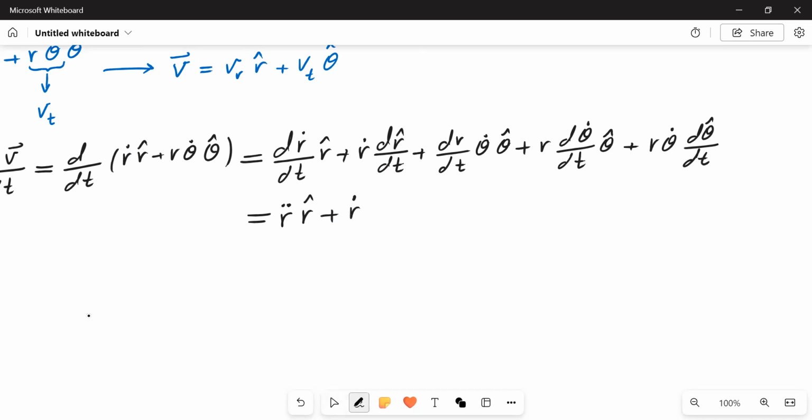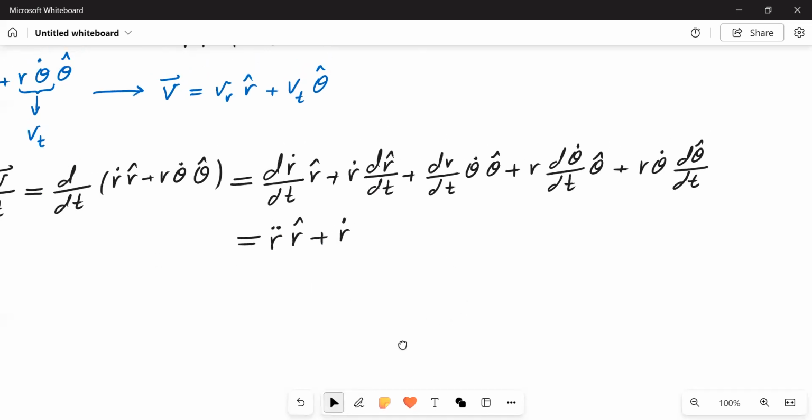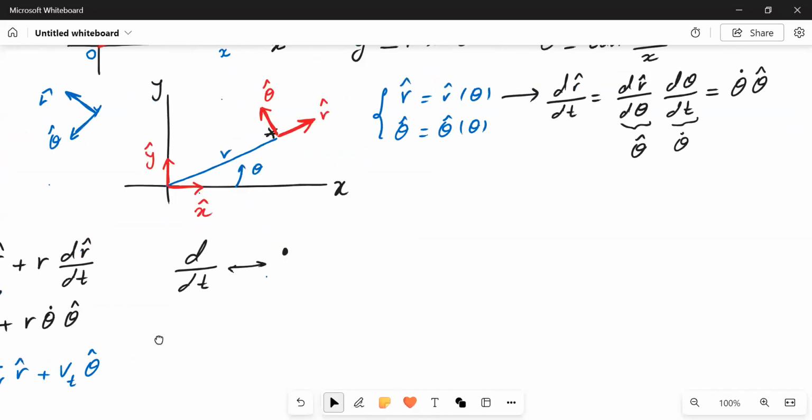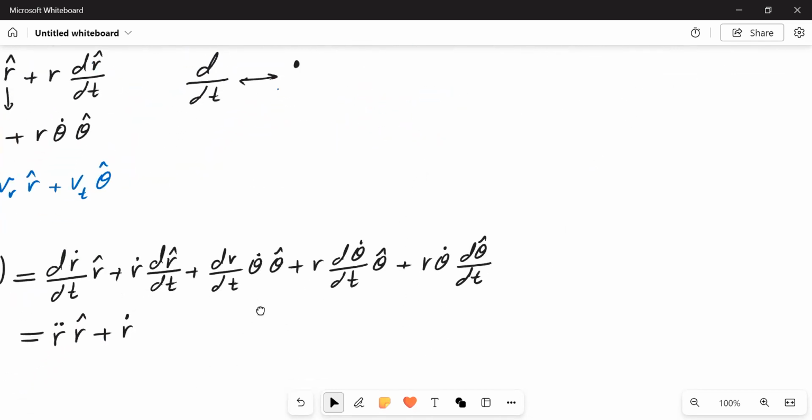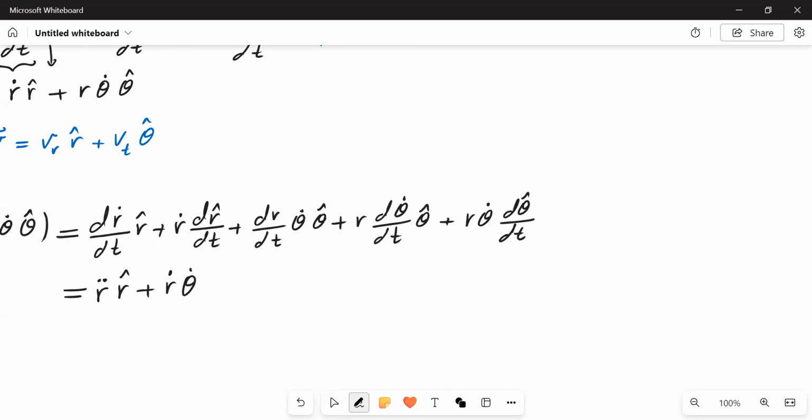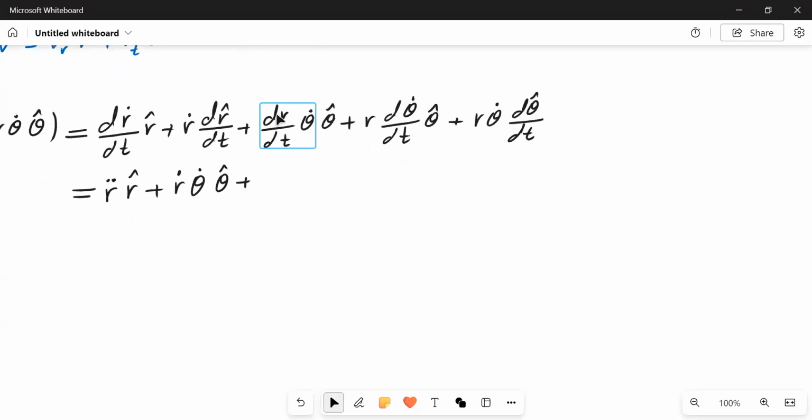Here I have r dot. Well, what was the time derivative of r hat? We actually calculated the time derivative of r hat as theta dot times theta hat. So I'll replace that by theta dot times theta hat. And then here, I have the first derivative of r with respect to time. So it's just r dot. And then there's a theta dot theta hat here, plus r. What is the time derivative of theta dot? Well, it's the second time derivative of theta. So that will be theta double dot. And then here we have a theta hat. And then here we get r theta dot.